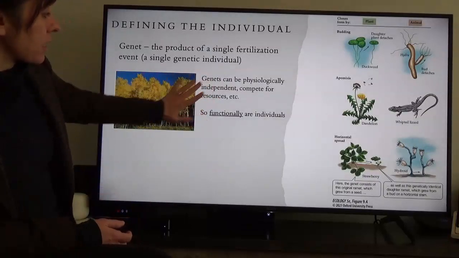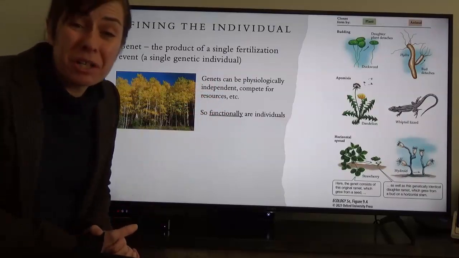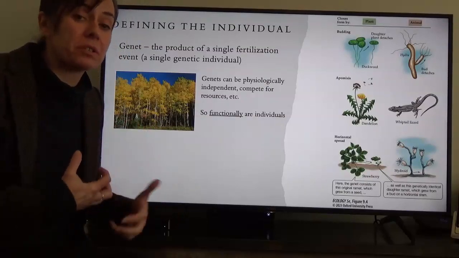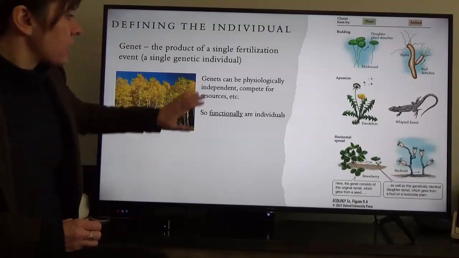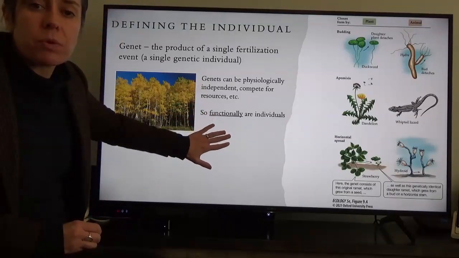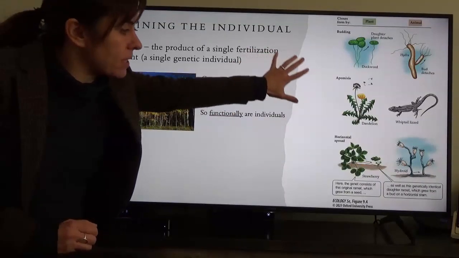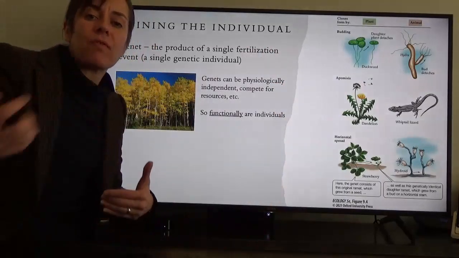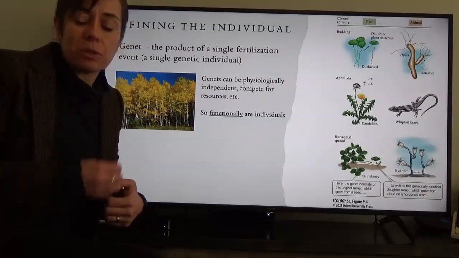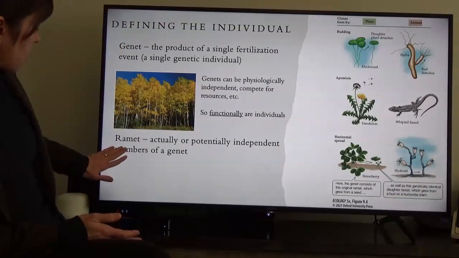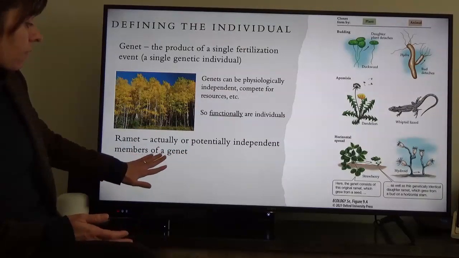The interesting thing though, as we talked about in the previous slide, is that these can be physiologically independent, compete with one another for resources, and interact with one another just the way non-genetically identical individuals would. So then, functionally, these are individuals, and so this is where it also becomes a little bit trickier. In all of these cases, you end up with functionally independent individuals that are genetically identical to the parent plant. And so we refer to that as a ramet, an actually or potentially independent member of a genet.